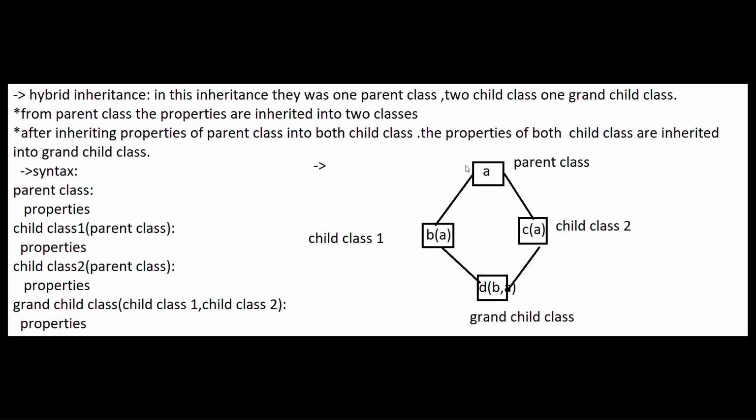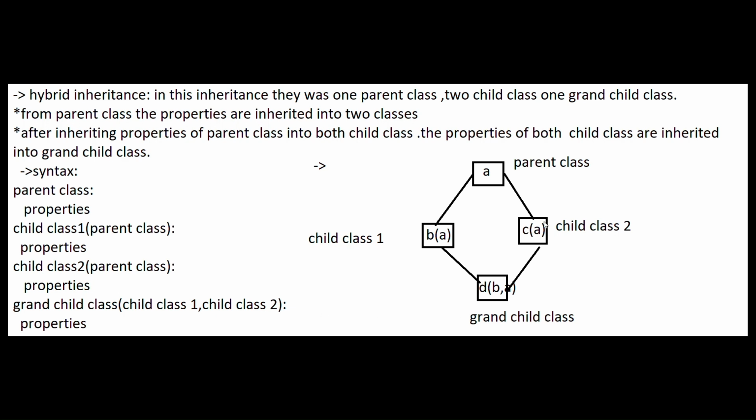If we see the syntax here, you can understand better. Here one parent class is there, child class 1 is there, child class 2 is there and a grandchild class is there. The parent class properties are going to be inherited in child class 1 as well as child class 2. Both the properties of child class 1 and 2 are going to be inherited in the grandchild class.